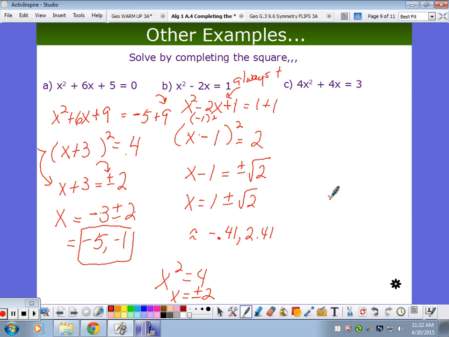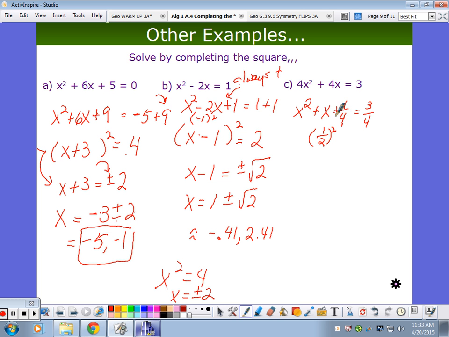What about this guy? Divide everything by 4. I've got to divide everything by 4, because it has to be an x squared. So that's easy enough, right? Equals 3/4. Okay. Let's complete the square here. Oh, that's a lucky one. All right, so what is the number in front of it? So take half of it, right? Square that, what do you get?